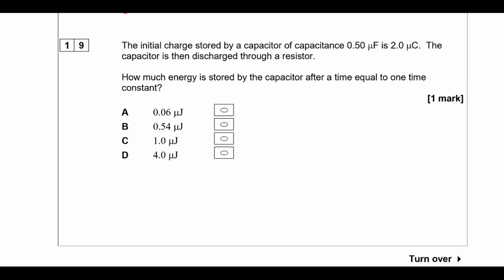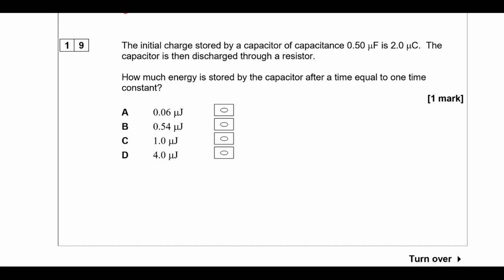The initial charge stored by a capacitor of capacitance 0.5 microfarad is 2 microcoulombs. The capacitor then discharged through a resistor. How much energy is stored by the capacitor after a time equal to 1 time constant? So after 1 time constant, both the potential difference and the current will have decreased to 37% of their initial value.